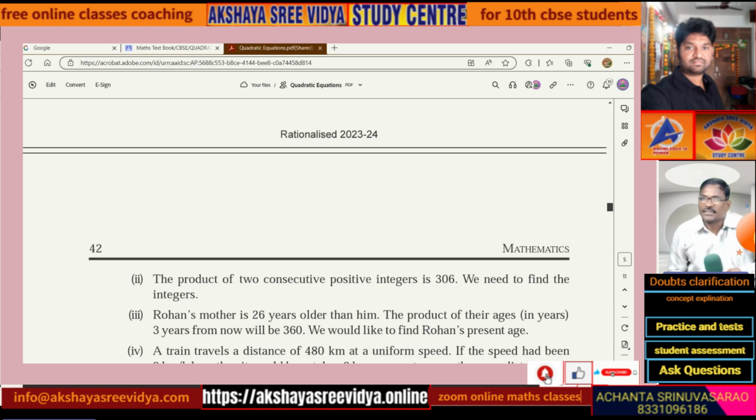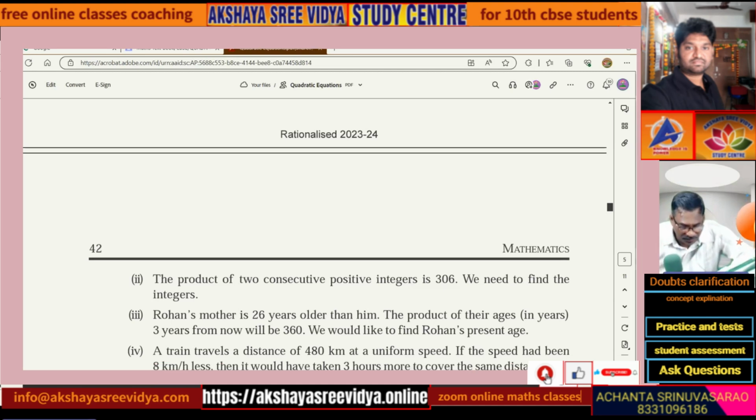If one integer is x, then the consecutive integer is x plus 1. The product of x into x plus 1 is equal to 306. So x square plus x is equal to 306, that is x square plus x minus 306 is equal to 0, which is a quadratic equation. Therefore, the two integers x and x plus 1 satisfy the quadratic equation x square plus x minus 306 equals 0. Okay. Now, solve the problem.